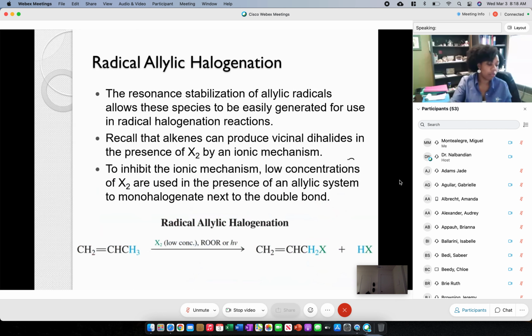All right, moving on to 14-2 now. Here's our first reaction. So we said we have this allylic system that's very reactive. What kind of reactions can we do? So here's our first one.